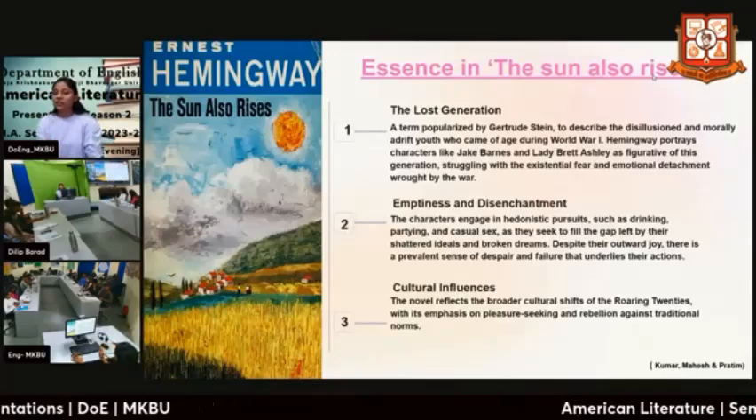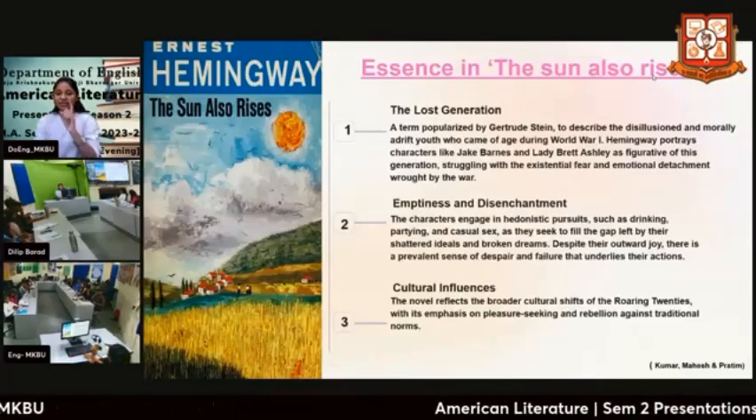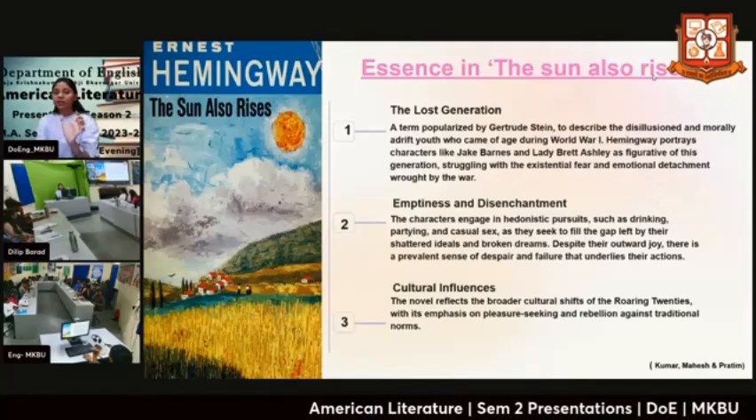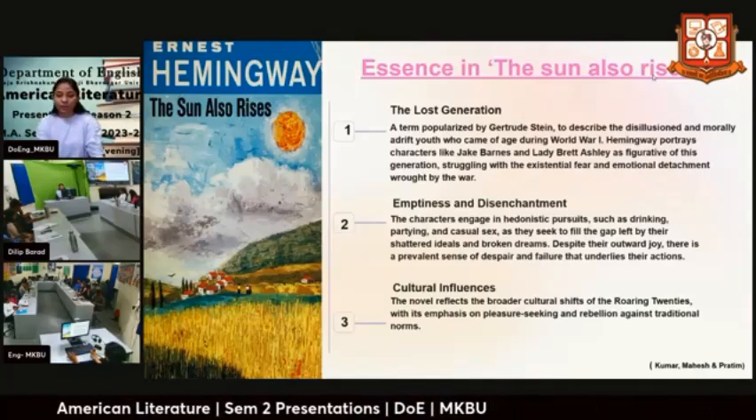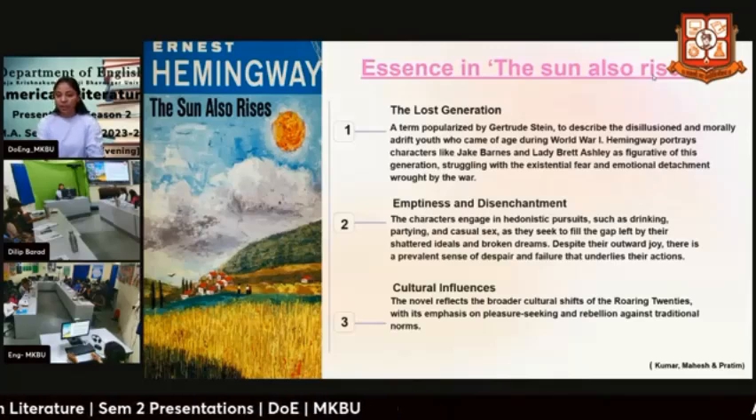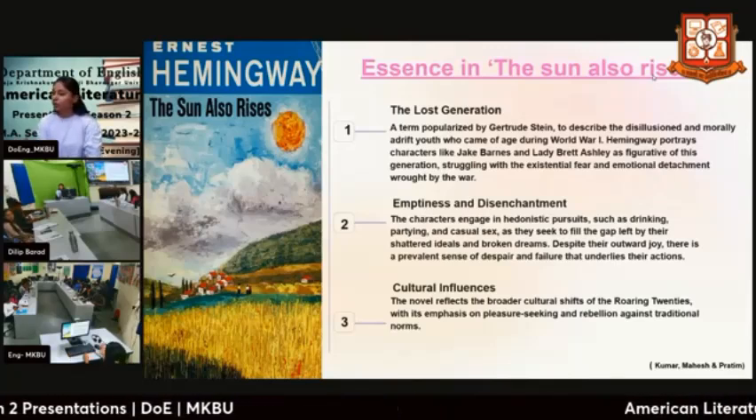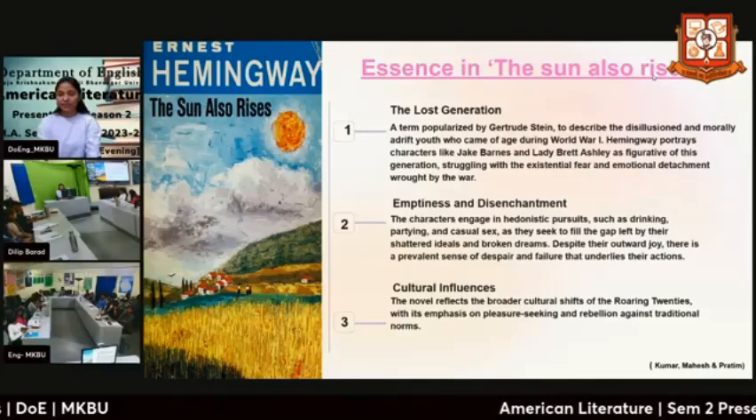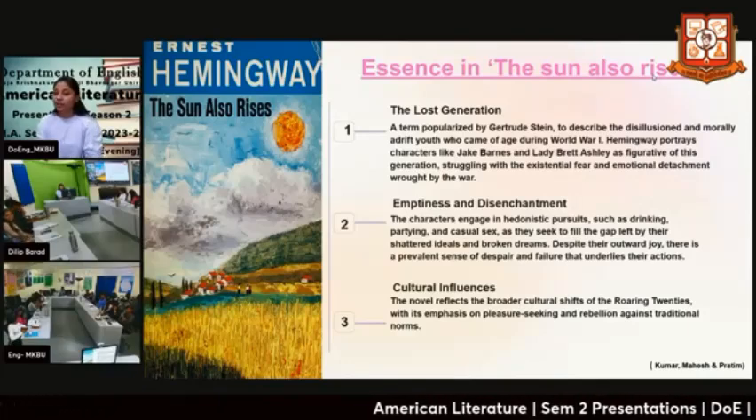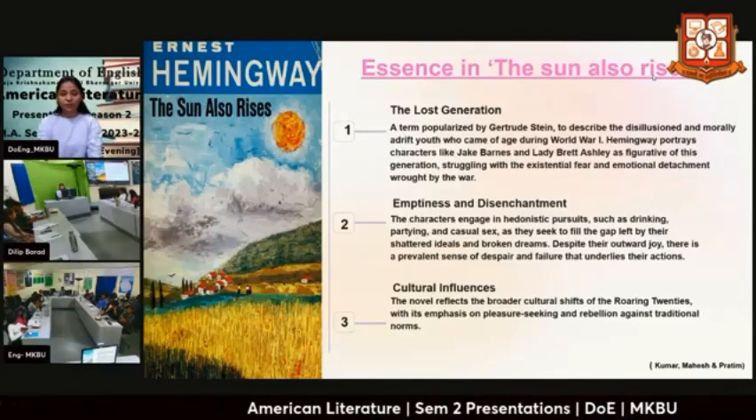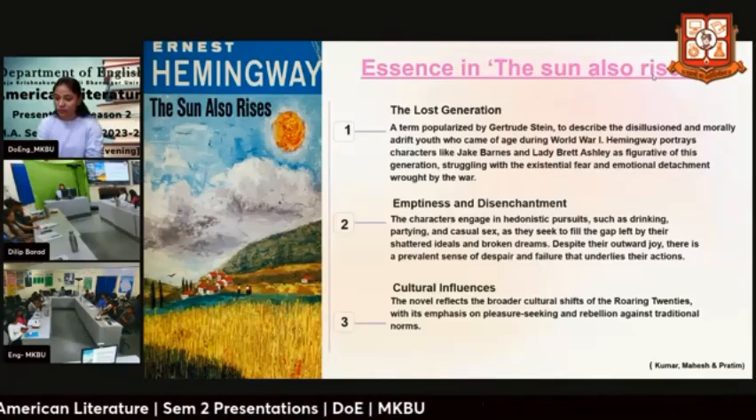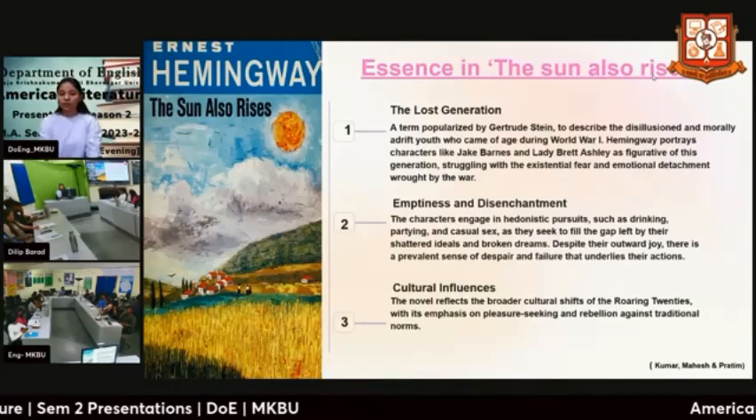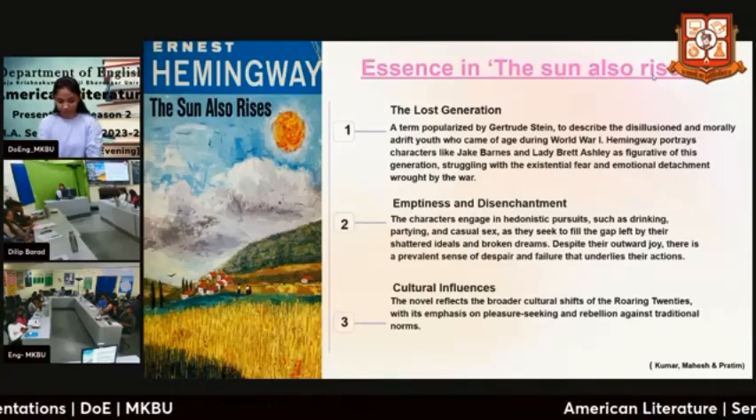Now, in The Sun Also Rises, there is a lost generation, as I mentioned, because here we can see it describes the disillusioned and morally adrift youth who came of age during World War I. Hemingway portrays characters like Jake, Barnes, and Lady Brett as representative of this generation, struggling with the existential fear and emotional detachment brought by the war.